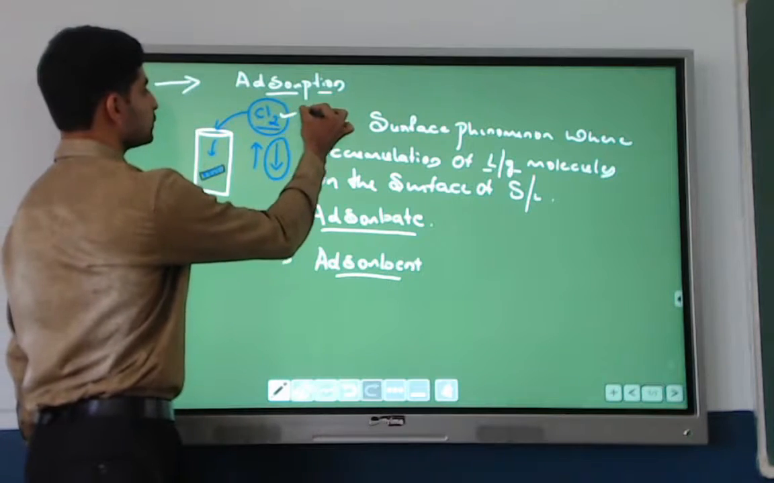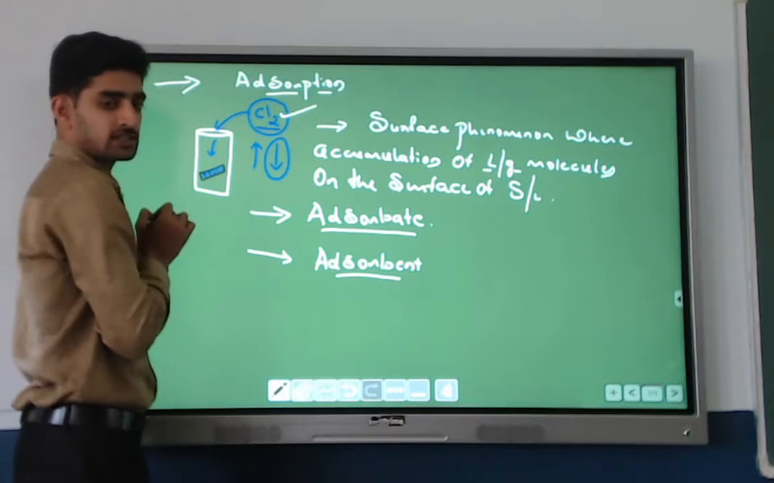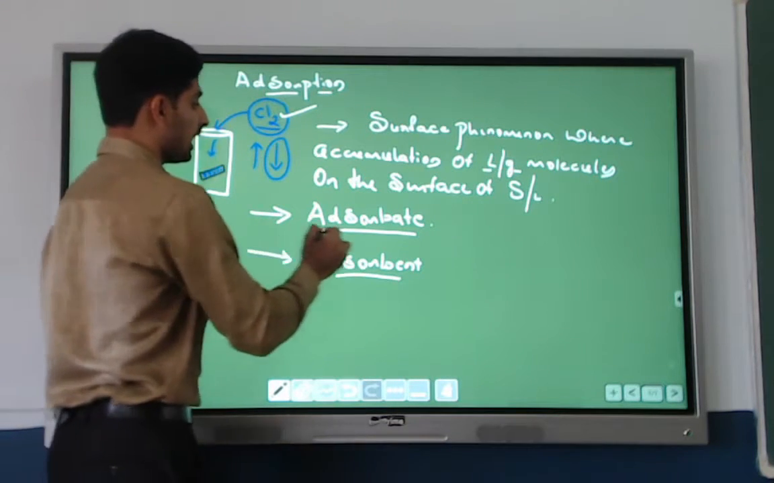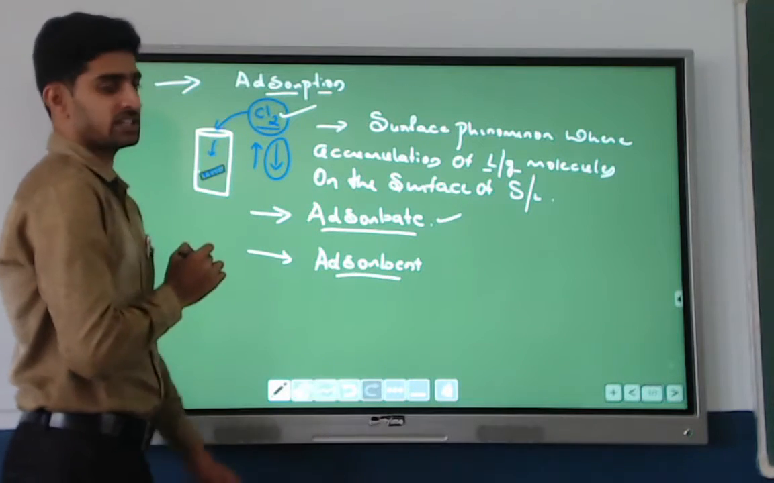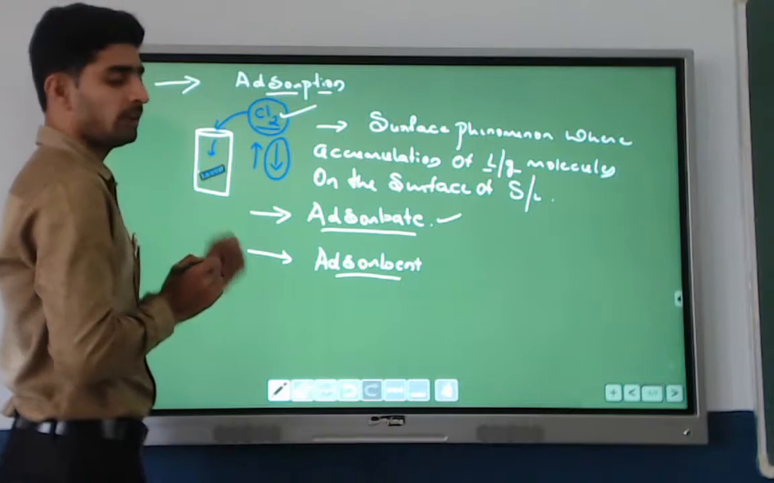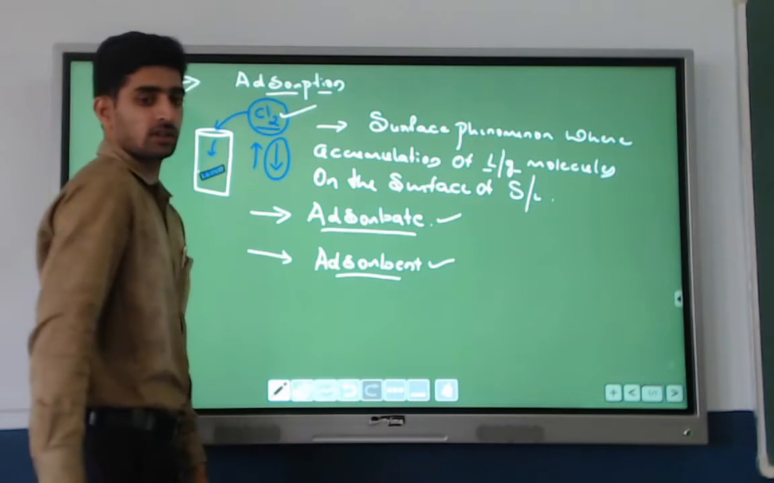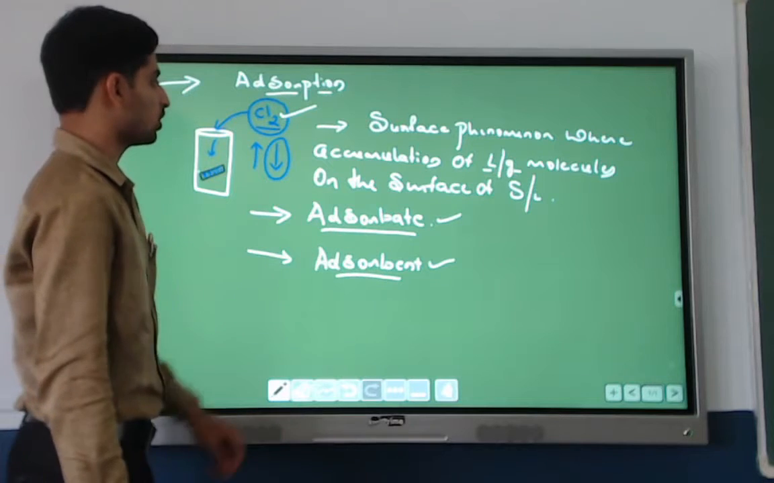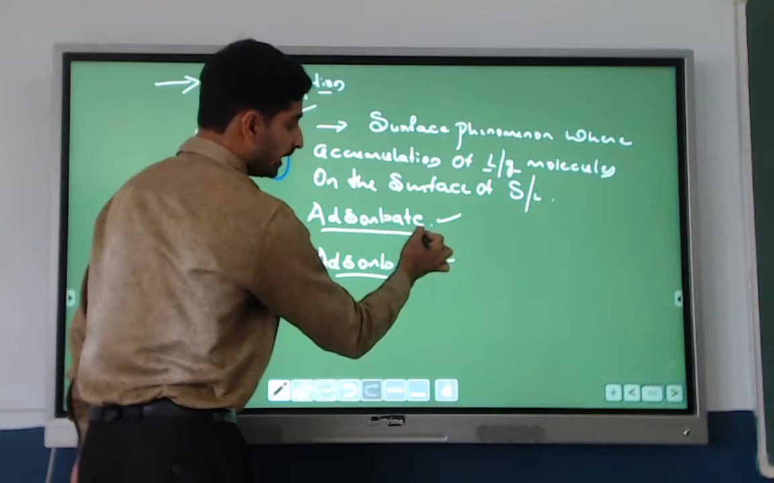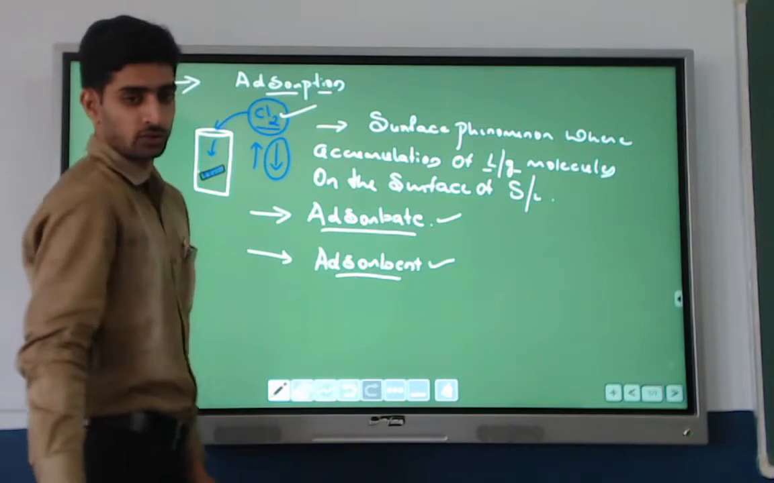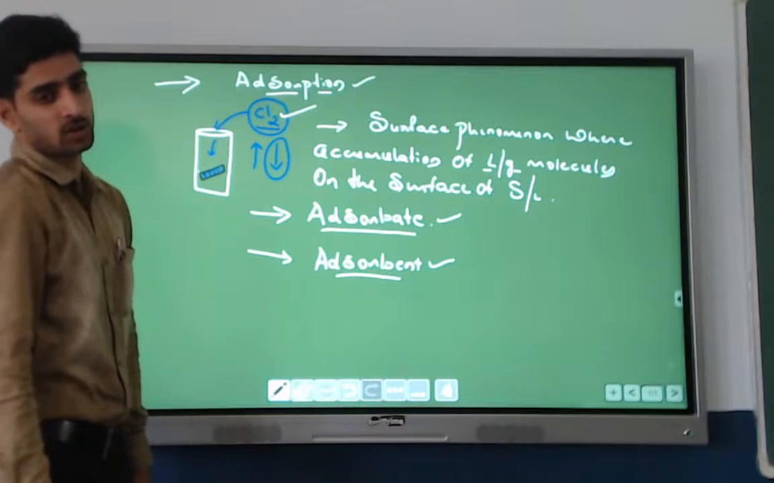Whatever gas molecules accumulate on the surface of the charcoal due to the presence of surface area or free valency are the adsorbate, and the material providing space for these gas or liquid molecules to accumulate on its surface, that is charcoal, is called the adsorbent. With these two terminologies, adsorption is a surface phenomenon where accumulation of the adsorbate on the surface of the adsorbent takes place. This is called adsorption.